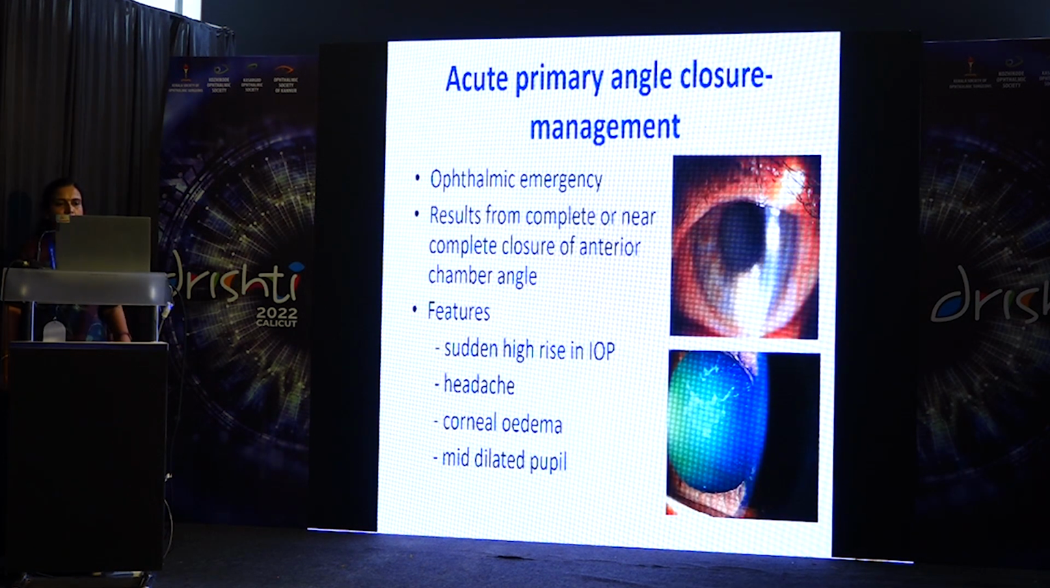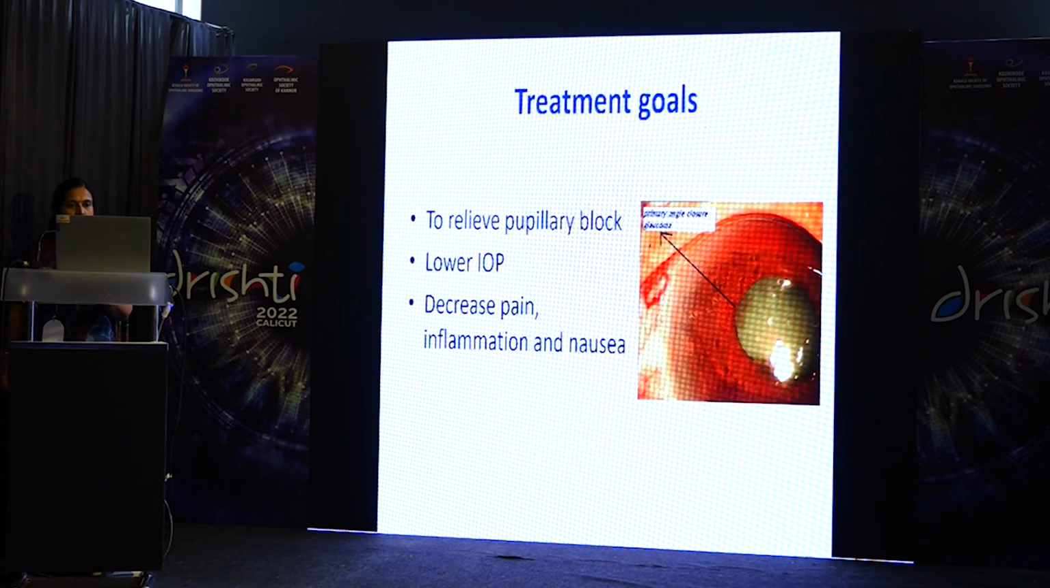Coming to my second topic, acute primary angle closure management. It is definitely an ophthalmic emergency. The pathophysiological mechanisms have been beautifully illustrated by Dr. Roshni. Coming to the treatment goals, the main treatment goals are to relieve the pupillary block. Second is to lower the intraocular pressure and associated pain, inflammation, nausea, vomiting, etc.